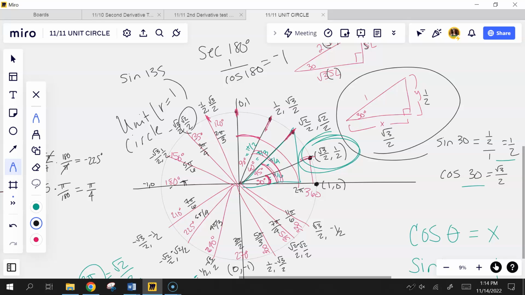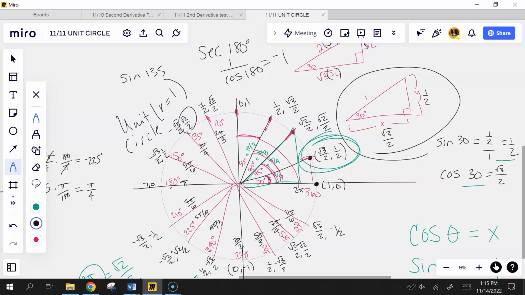Skip 13 because I haven't told you about tangent, but I'm fixing to. That was number 12. Number 11 is square root of 2 over 2. Skip down to number 14. Skip the cotangent because I haven't quite told you tangent yet.